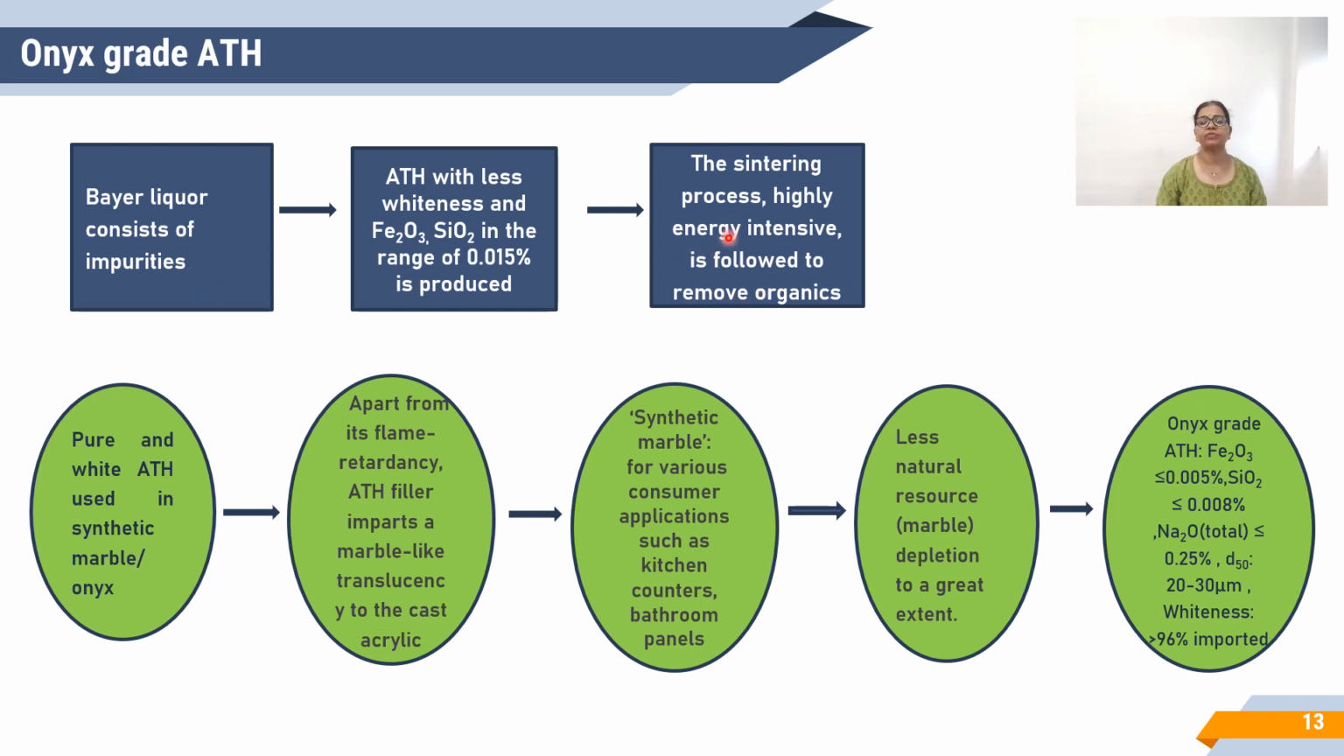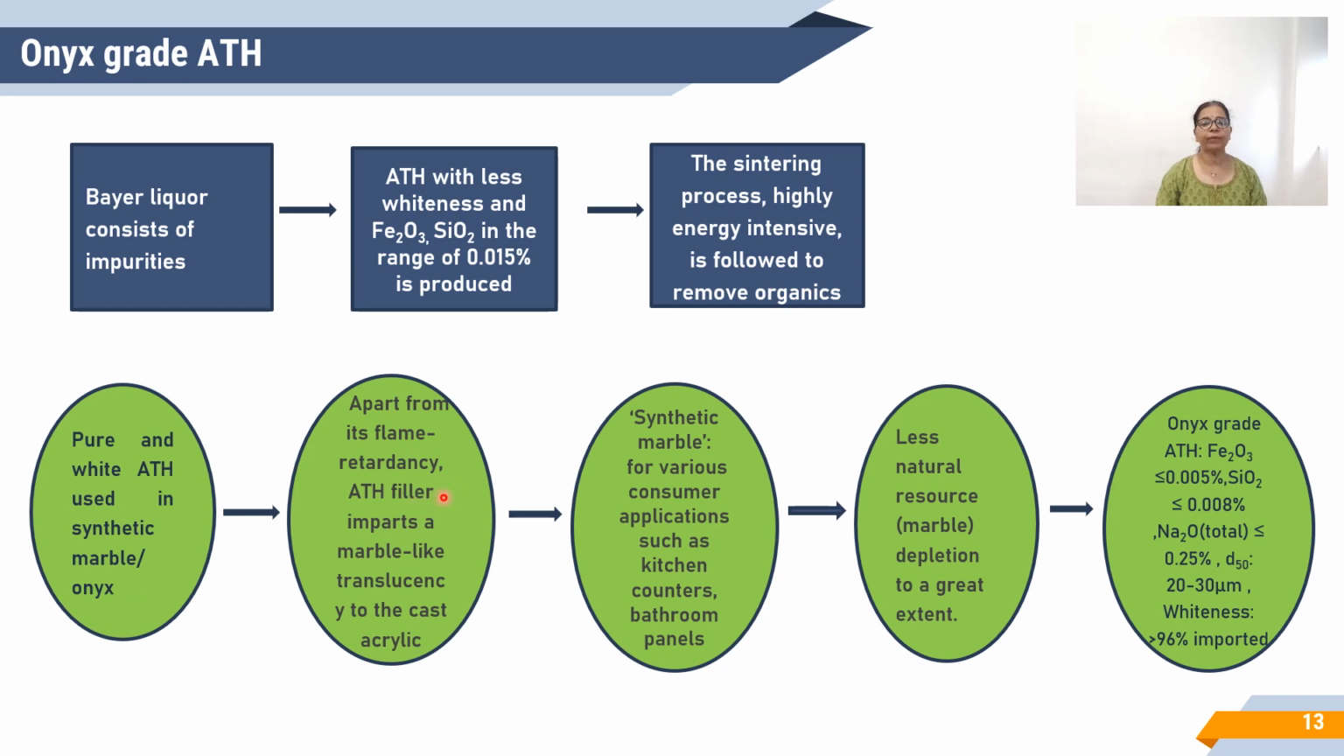The conventional process which is followed is the sintering process, which is highly energy intensive, to remove organics. And even then, the ATH which we get has less whiteness, with Fe2O3 and silica content of 0.015%. So the pure and white ATH, which is a synthetic marble grade, is produced by a different process, where the Bayer liquor should be very pure and we do not get the organics into the liquor.